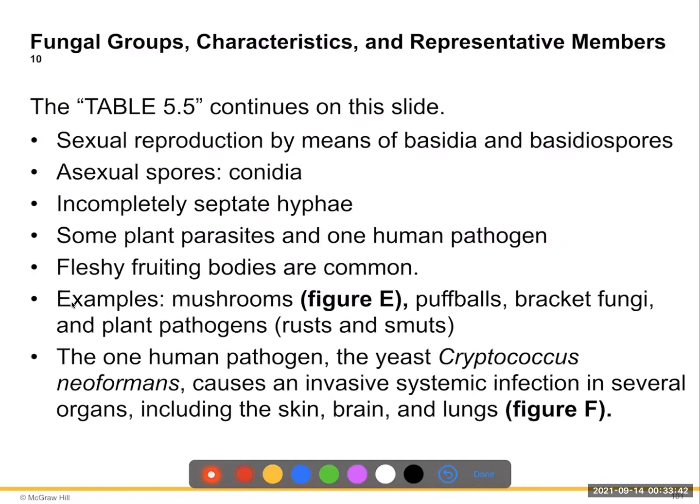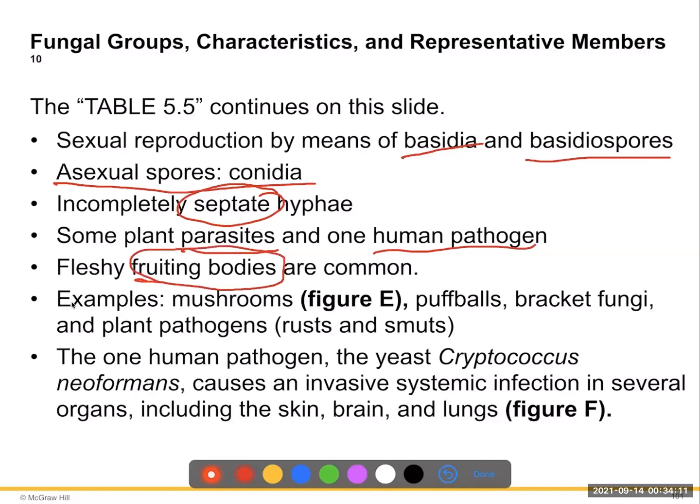All right, continuing on that, they can have sexual reproduction by the basidia, just like with the mushrooms we talked about, and the basidiospores, or they can reproduce asexually through spores called conidia. You have incomplete septa in the hyphae. Okay. Remember, they're the buds that form, so they're completely separated by the septa. Some are plant parasites, and there's one human pathogen that attacks humans. The fleshy fruiting bodies we talked about are common. As those fruiting bodies open up, those spores are released.